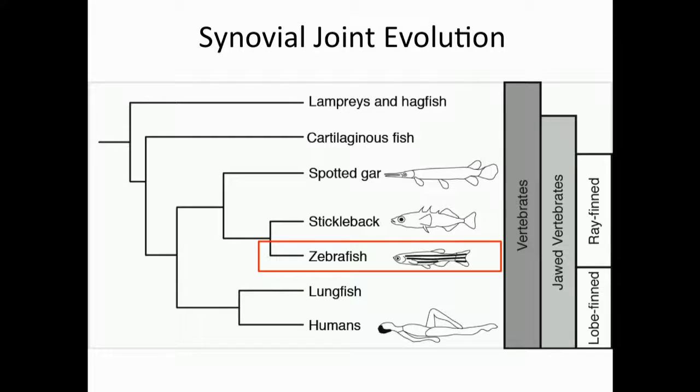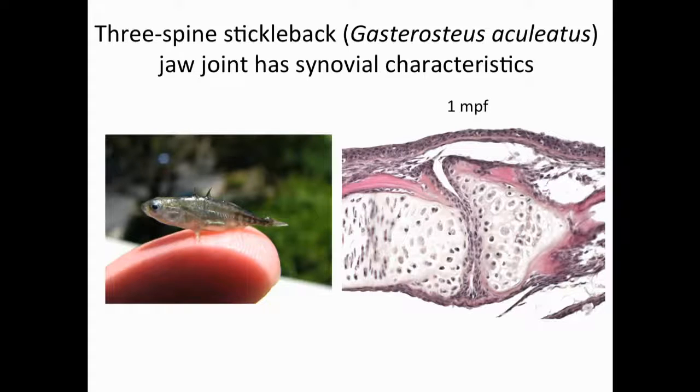So what I've shown you so far is some evidence for synovial characteristics in zebrafish. But is this just something that evolved independently in zebrafish, or is it more commonly found throughout the ray-finned fish, like the long-nosed gar that Haynes studied in the 1940s? So we turned to the three-spine stickleback, a more distantly related teleost fish, as well as the spotted gar, which is a more primitive ray-finned fish and a nice outgroup for genetic studies. So firstly, I'll show you the stickleback data.